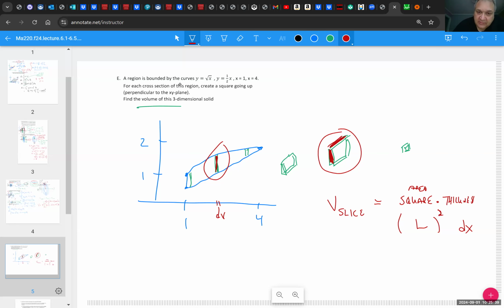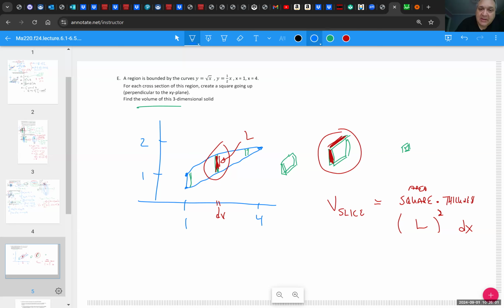Well, what's the length of the square? That's this distance right here. That's the length, right? It's the same one. That's the size of our slice. So we just have to find the length there and then square it. What is that length? It's a vertical distance. It goes between the top function and the bottom function. So how do you find the distance between two things? You got it. You subtract.